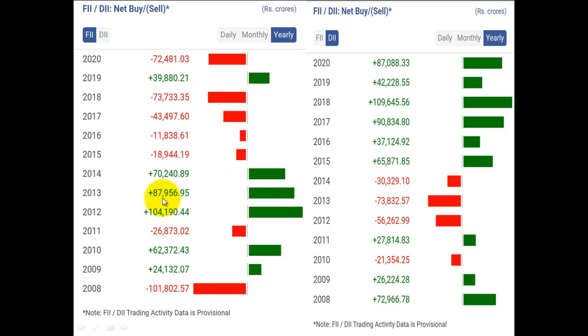And in 2012, 13 and 14, the DIIs have bought in huge quantity, whereas where FIIs bought, DIIs have sold. Again, you can see there is FII selling in small quantity, whereas there is huge buying by the DIIs, the domestic institutional investors, in the market. Again here you can see 2018 FII selling, whereas DIIs buying. In 2019 both have bought, whereas in 2020 FIIs sold, DIIs have bought.